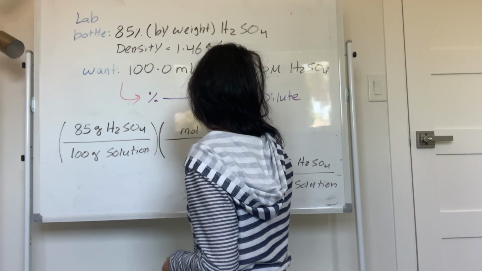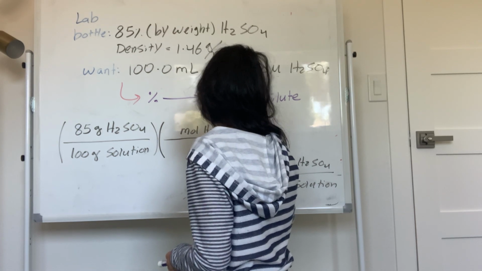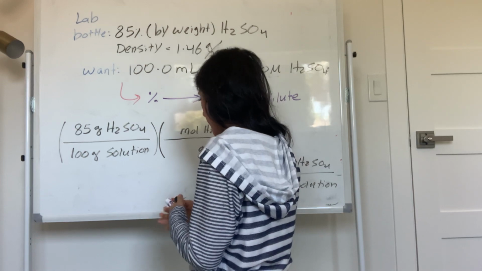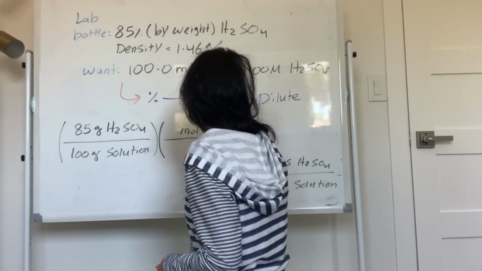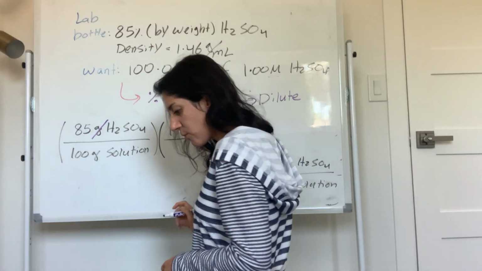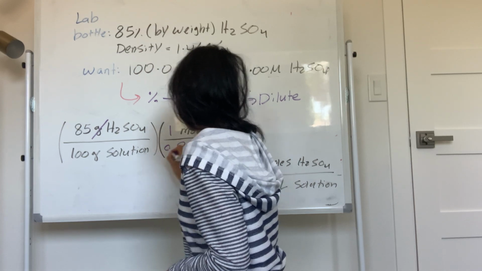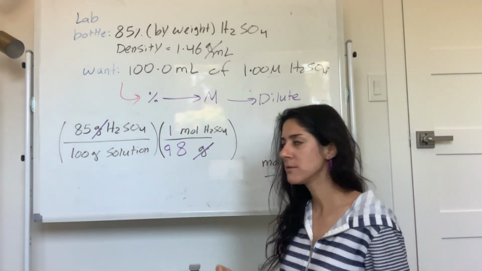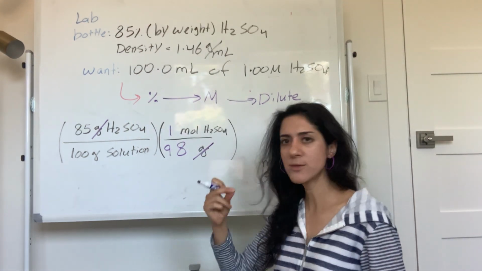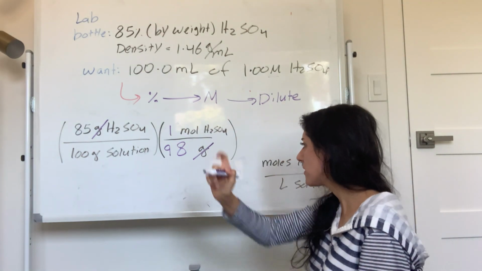Moles of H2SO4 is going to go on top. And we talked about this. How do you go from grams to moles? You use molecular weight. 1 mole of H2SO4 is 98 grams. You follow me so far? Okay. Again, to go grams to moles, use molecular weight. And don't forget, molecular weight is always for 1 mole.